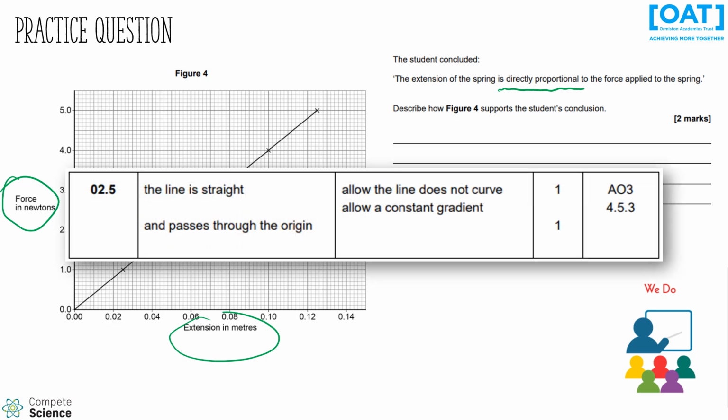The line is straight and it passes through the origin. The origin is the point on the graph where both axes meet, and the line is straight. The line does not curve and it follows a constant gradient. So any of those points would give you 2 marks. If we said the line was straight and it passes through the origin, most pupils would have missed this point, that it passes through the origin, for it to be directly proportional.